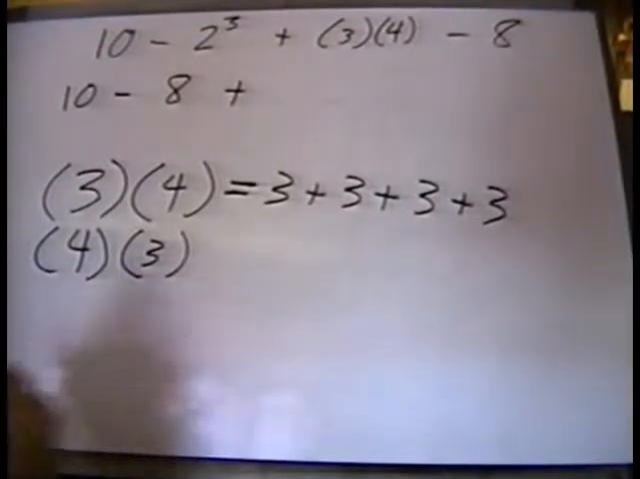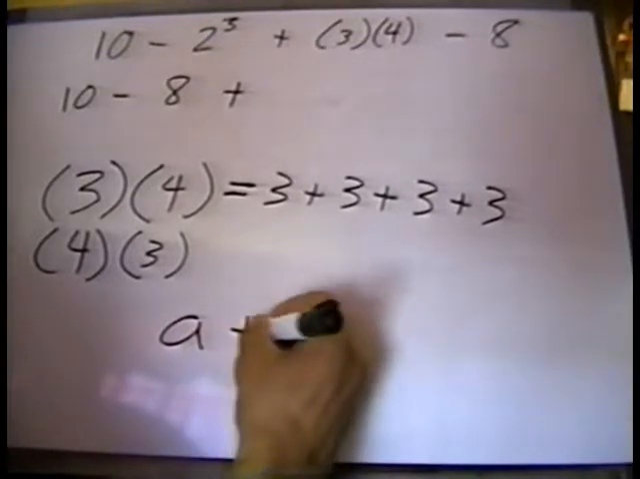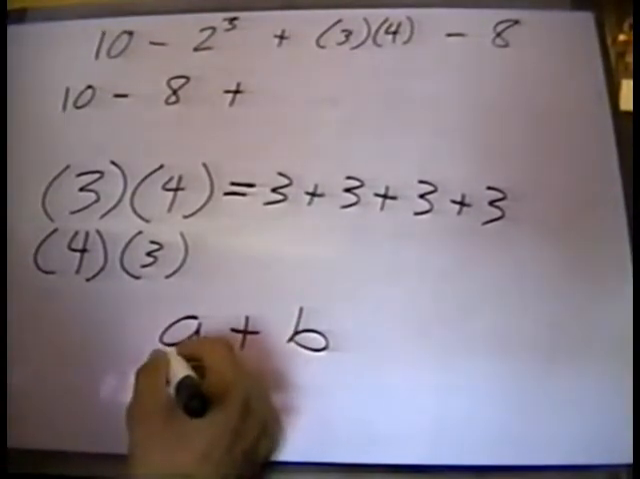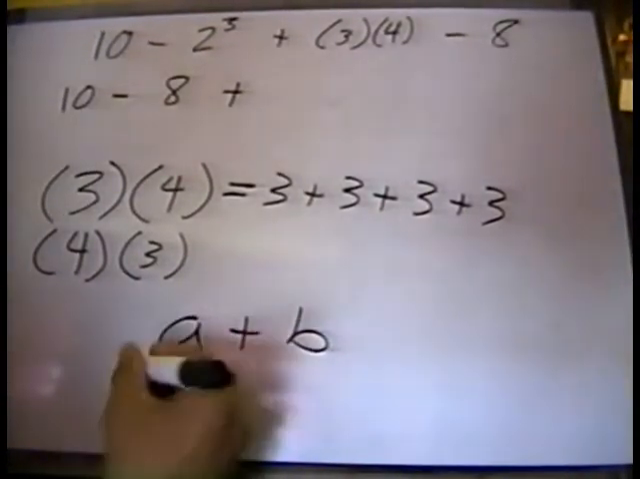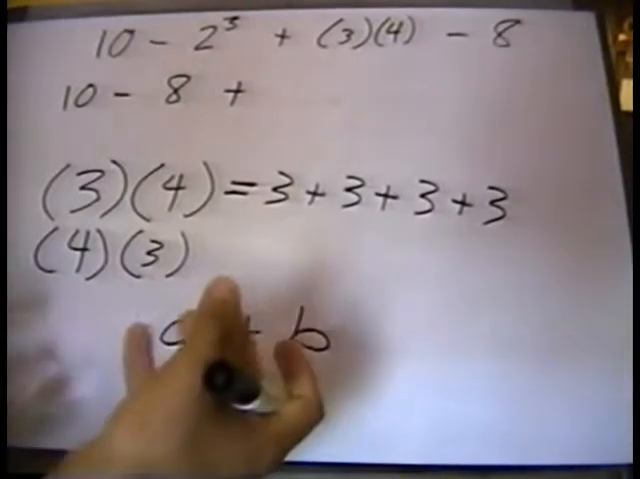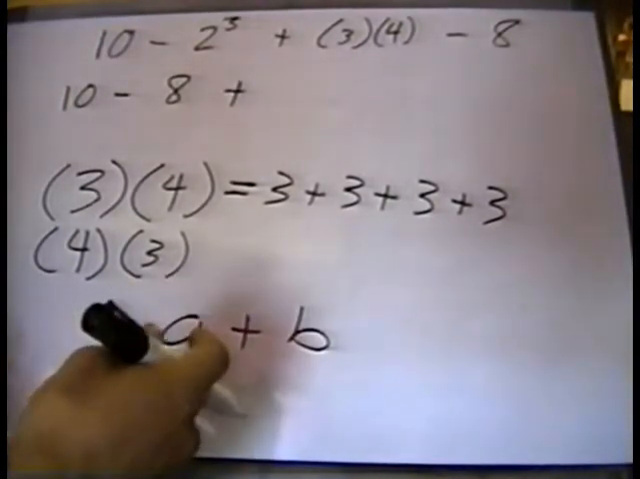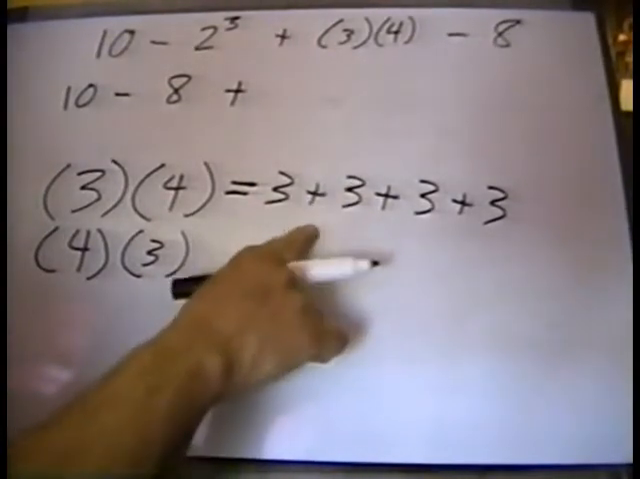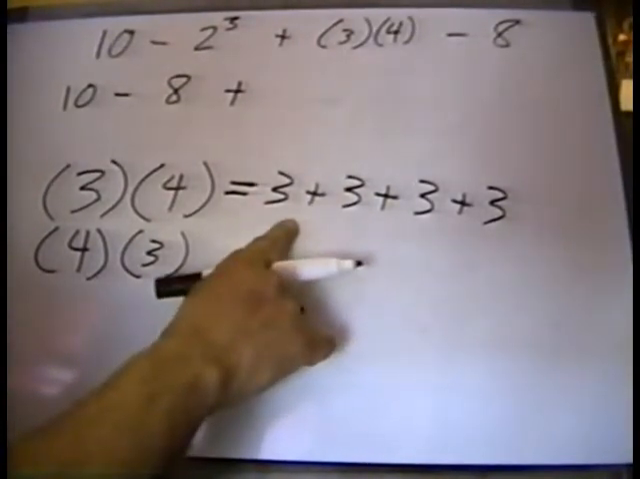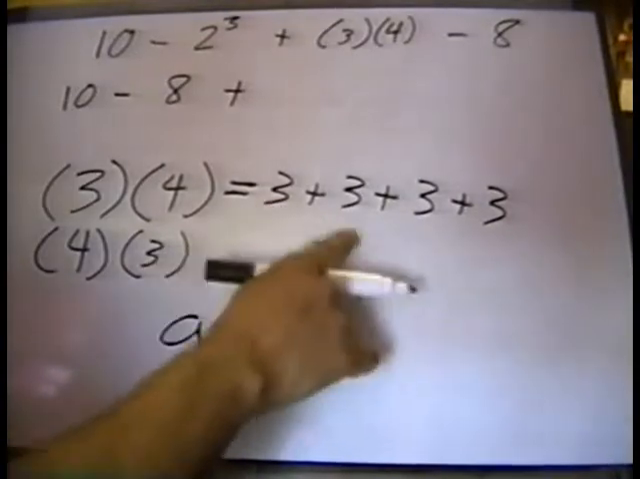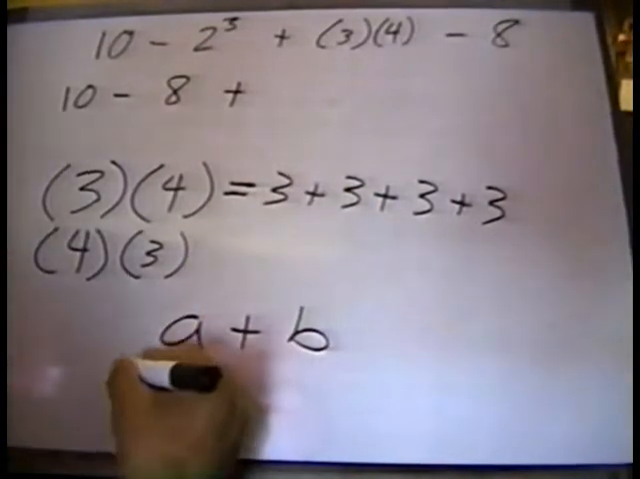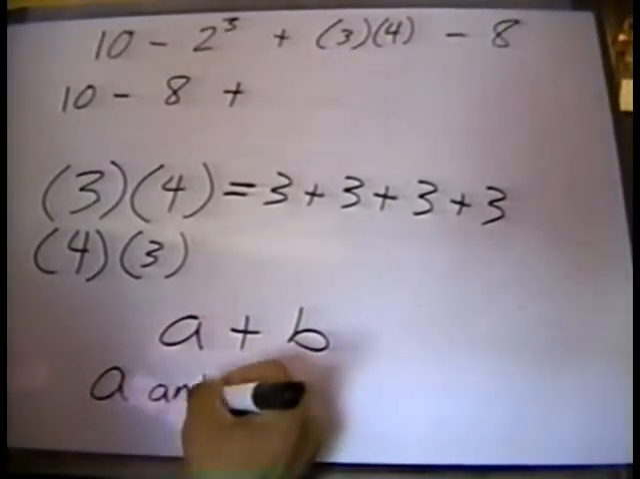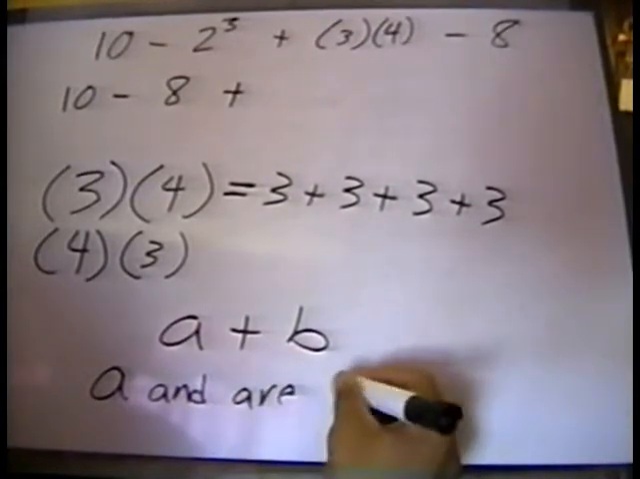I like this. By the way, if I say A plus B, we say A and B are additives. Anytime when I'm teaching you, if I say additives, I mean things that you're adding together, numbers or terms that you're adding, and we call them additives. Here, A and B are called additives.